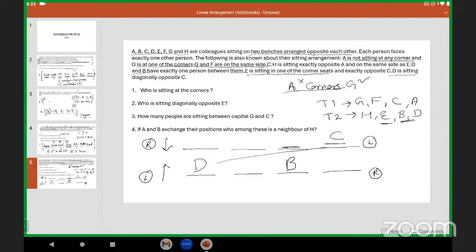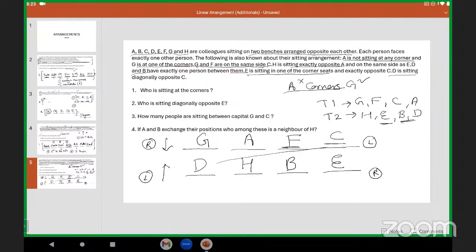And E is sitting at one of the corner seats. So for E to be at one of the corner seats, this will be over here and H will be over here. So now H is sitting exactly opposite A. A will be over here. And G is sitting at one of the corners, so G will be over here. So the remaining will have F over here.